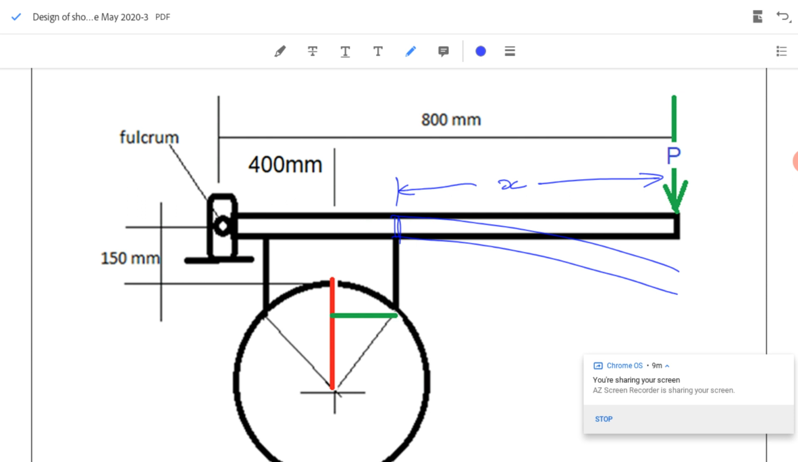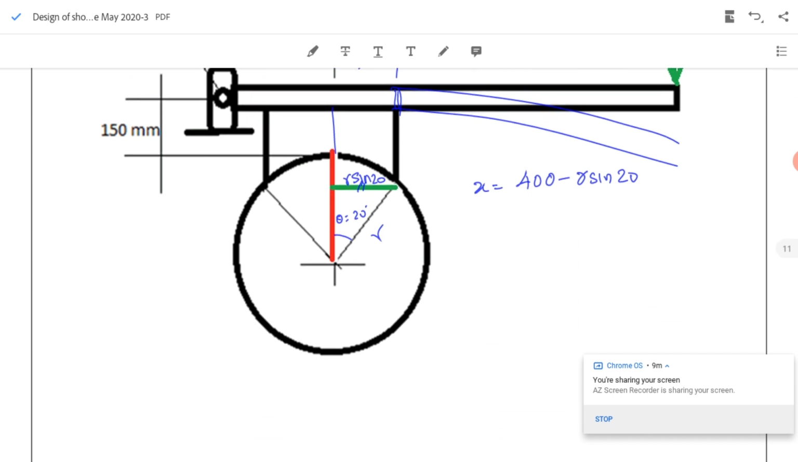I know that this is the radius R. This angle is theta, theta equal to 20 degrees. So this length will be R sin 20. The total length up to here is 400. So X will be equal to 400 minus R sin 20. This length is R sin 20. These two lengths remain the same. So if I get the value of X, I can find the value of the moment.